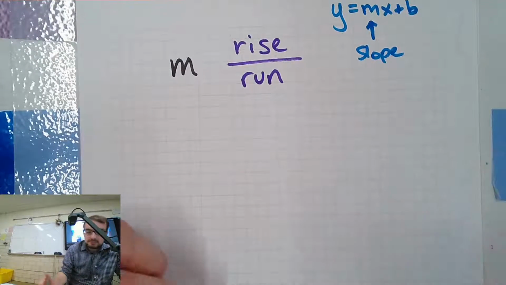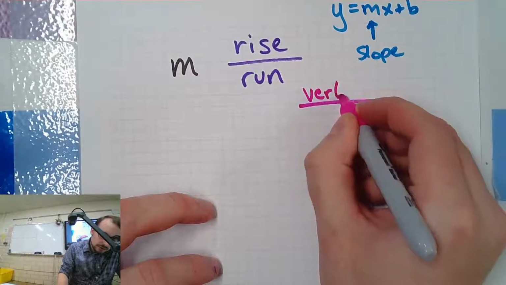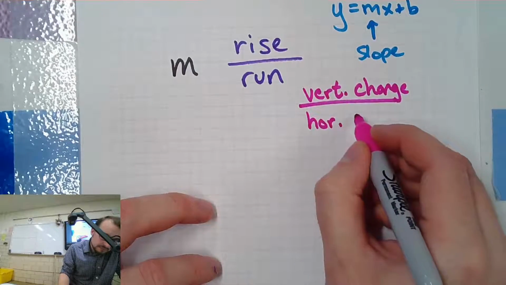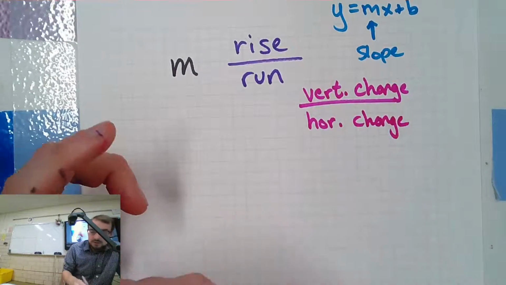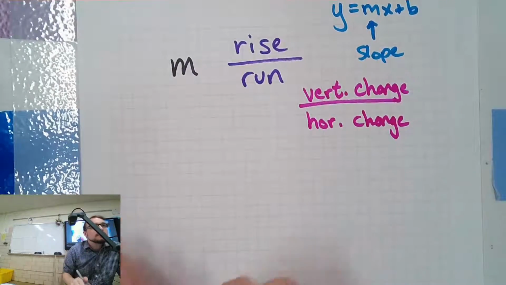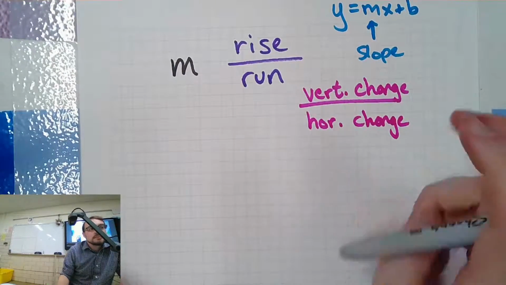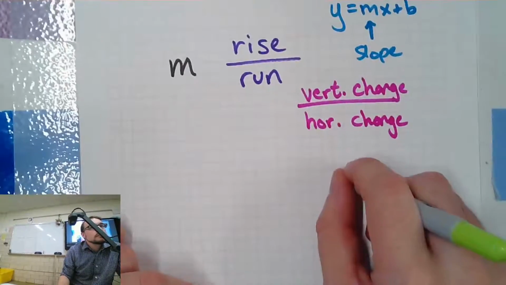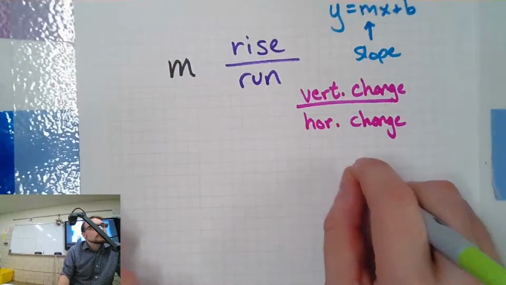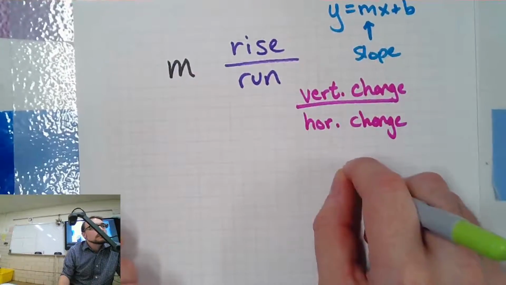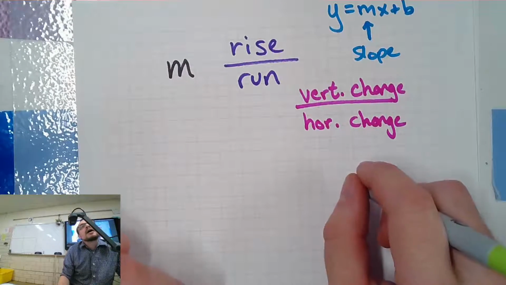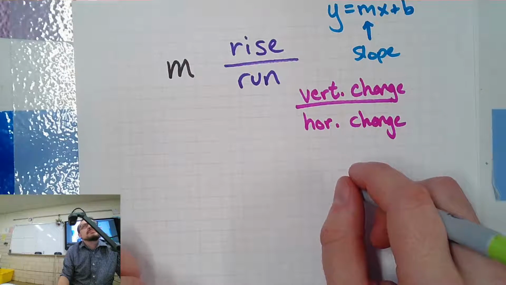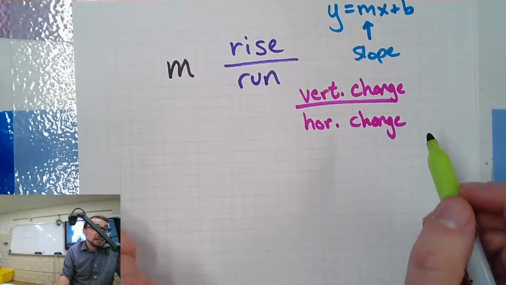Yeah, what? Vertical change. Horizontal change. We're just going to leave it like that. All right. Yes, you may. What else? What'd you say? Not really, but I know what you mean. Something with the y's, something with the x's, right?